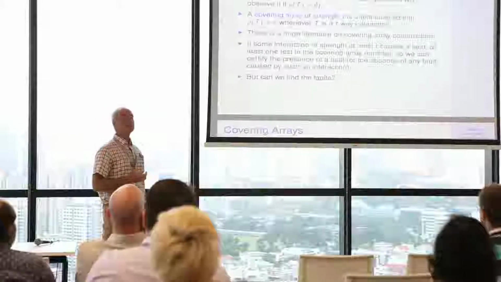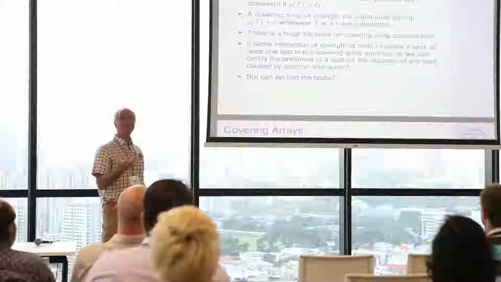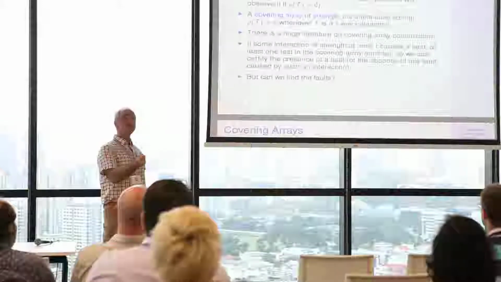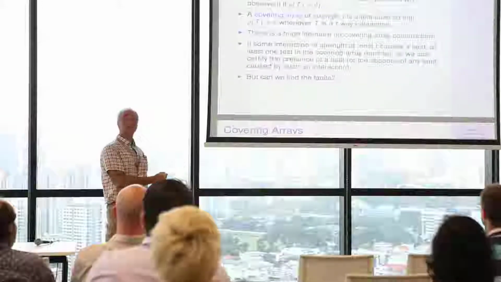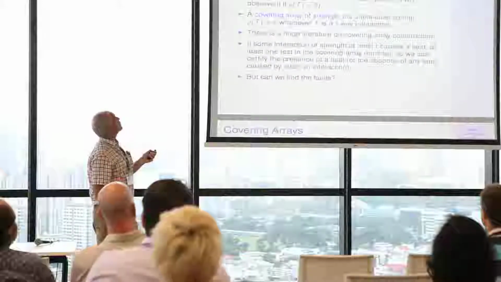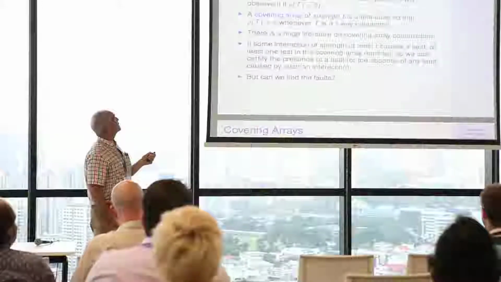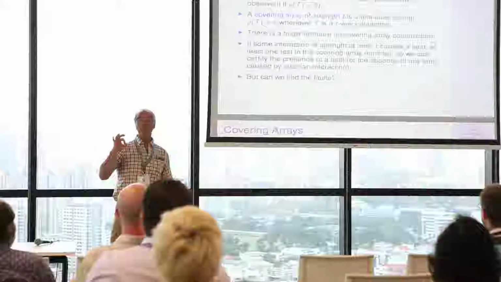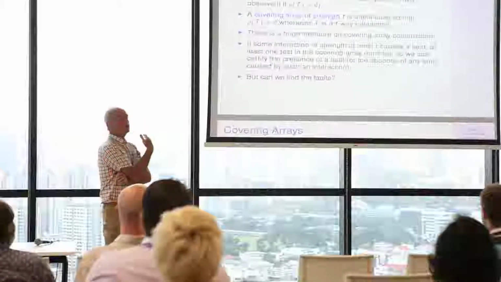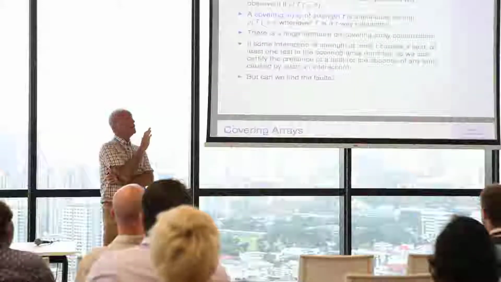And what is a covering array? Well, a covering array of strength t is just an array in which every single t-way interaction is covered by some row. One way to write that is to say that rows of T is not empty for every t-way interaction T. Okay? So there's a huge literature on covering array construction, and there are people talking about covering arrays here.